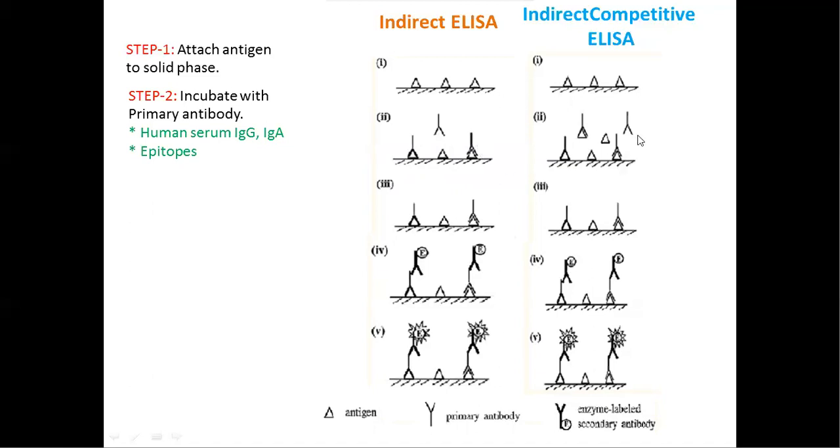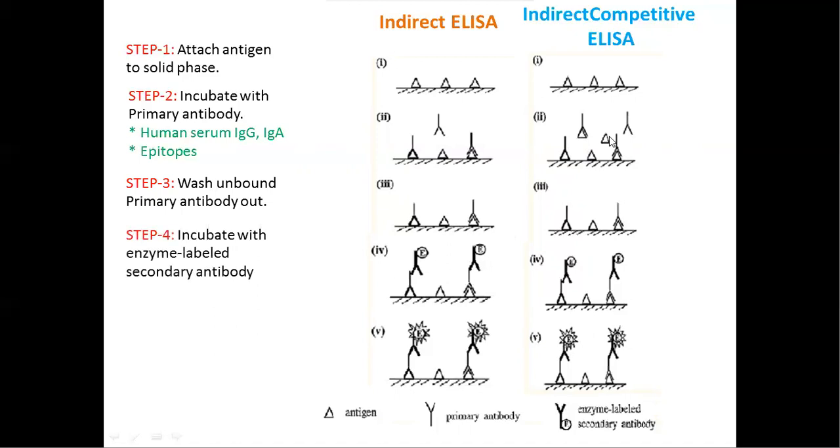In indirect competitive ELISA, we also add primary antibodies, but competition exists between immobilized antigens and free antigens against the primary antibodies. Finally, the sample is incubated for about 15 minutes. Step 3. Unbound components will be washed with washing solvent.